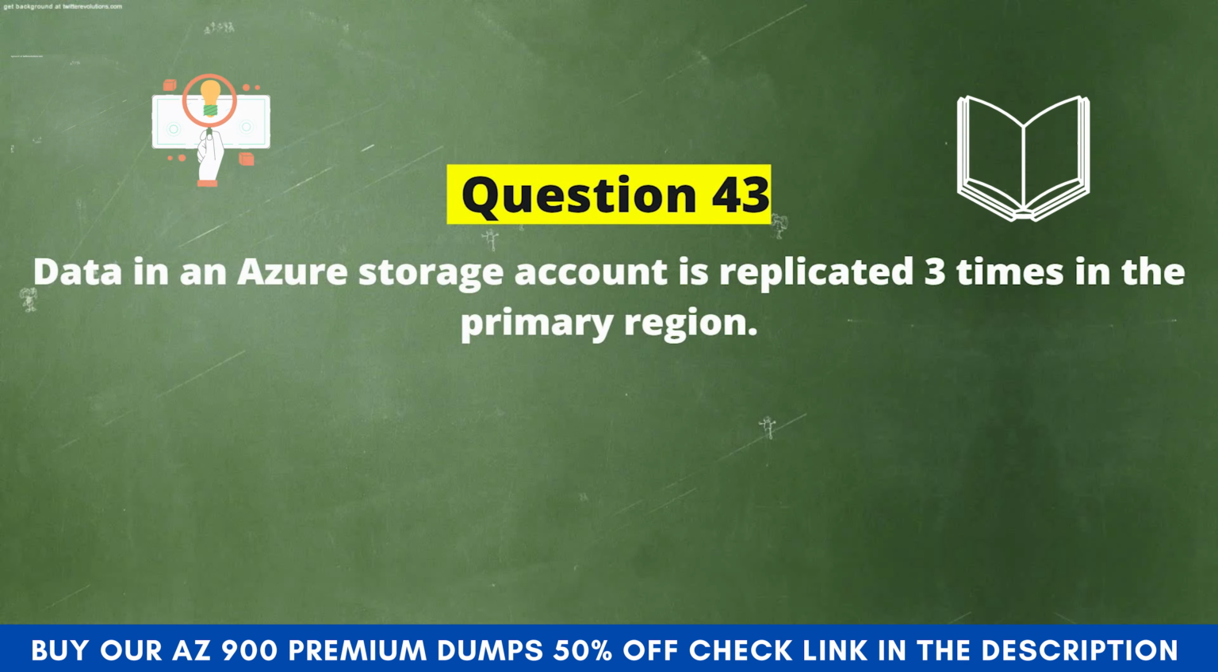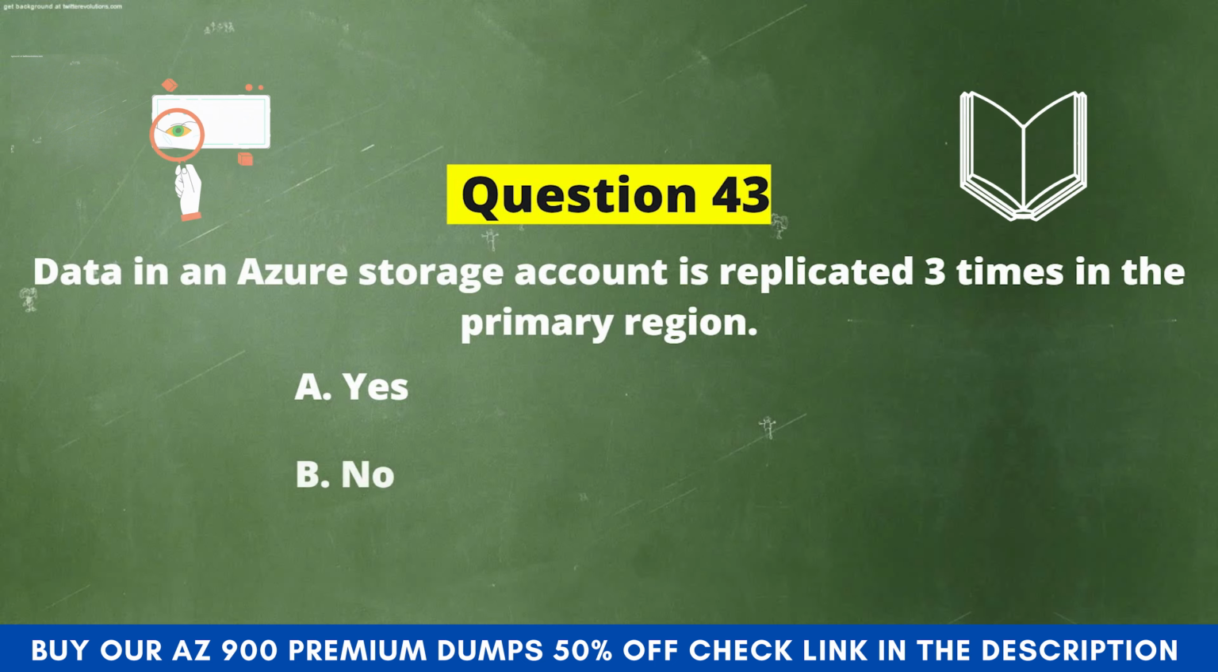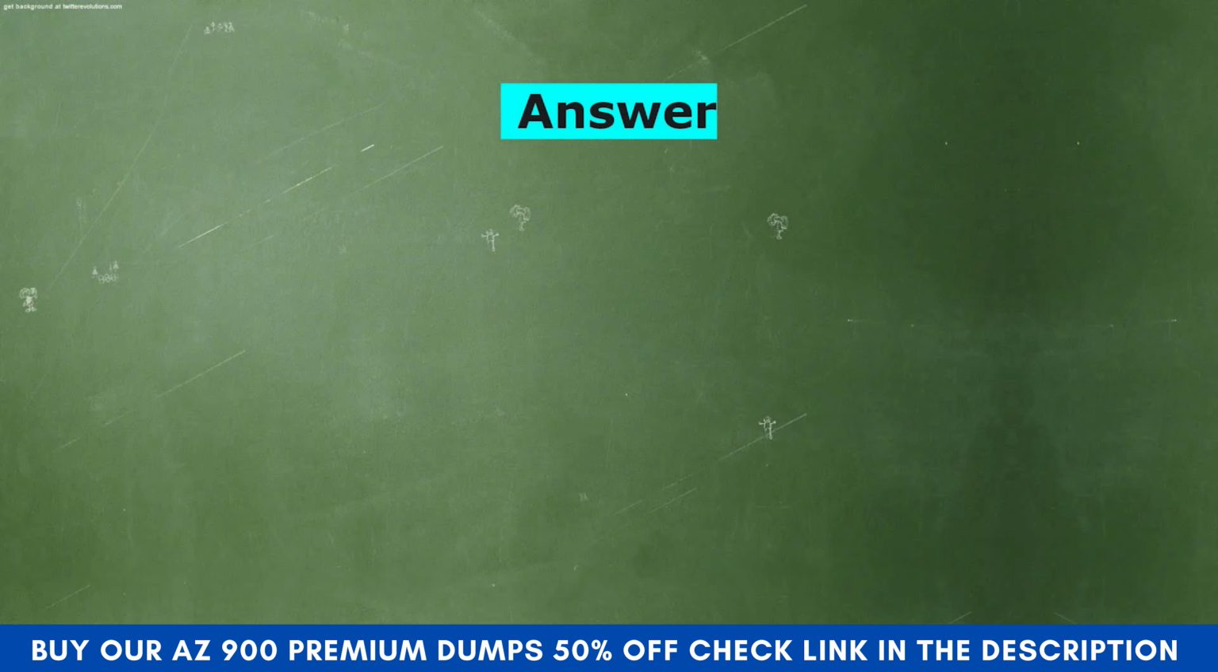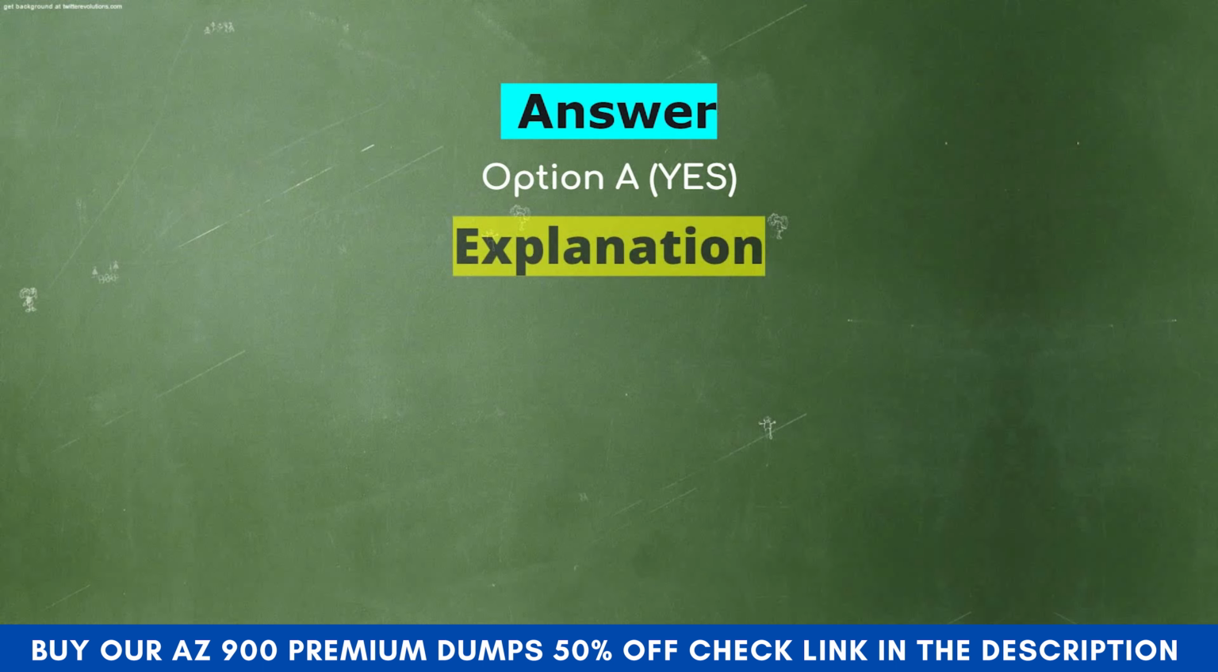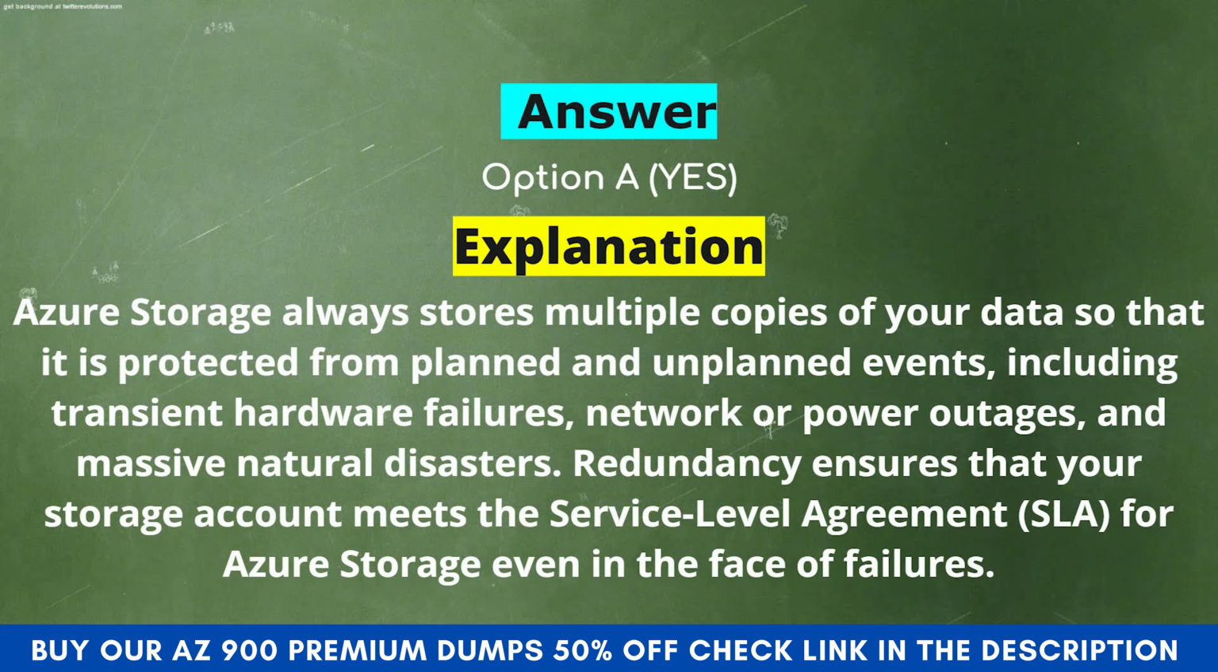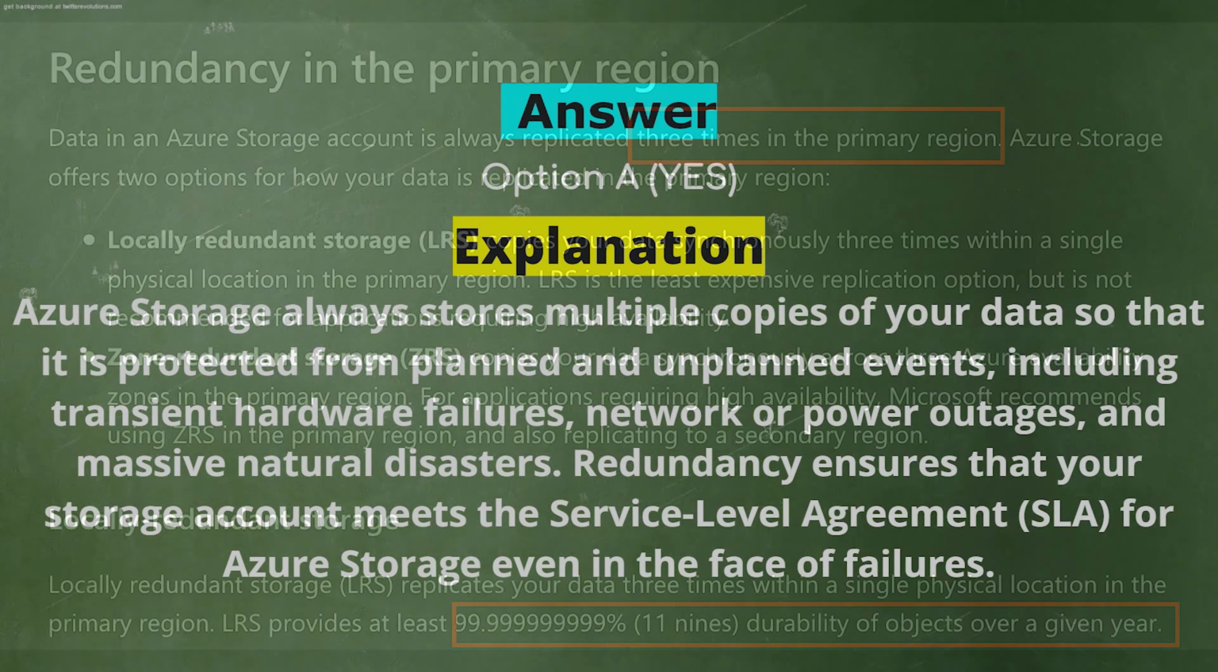Next question. Data in an Azure storage account is replicated 3 times in the primary region. Option A, yes. Option B, no. And the correct answer is option A, yes. Explanation. Azure storage always stores multiple copies of your data so that it is protected from planned and unplanned events, including transient hardware failures, network or power outages, and massive natural disasters. Redundancy ensures that your storage account meets the Service Level Agreement (SLA) for Azure storage even in the face of failures.